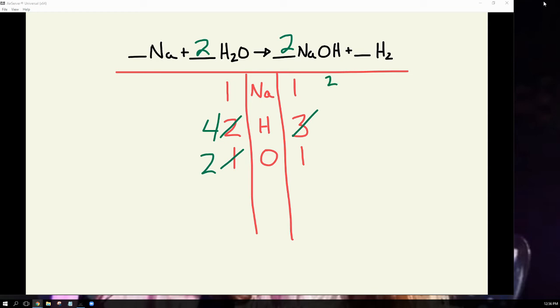And then I already have 2 here. So that allows me to increase just by 1. So now I have 4 hydrogens, but that changes my sodium to 2, and it also changes my oxygen to 2. Oh, but look, that actually helped me. It kind of fixed my oxygen already. And an easy fix to fix my sodium is just to change this to a 2.